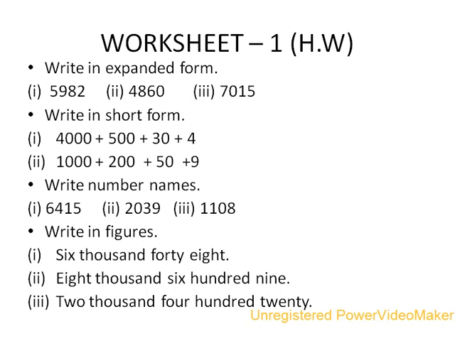Now children, you will do the worksheet on the basis of what I explained to you right now. The first question is write in expanded form. First 5982, second 4860, third 7015. The second question, you have to write the short form of this. 4000 plus 500 plus 30 plus 4. Second, 1000 plus 20 plus 50 plus 9.